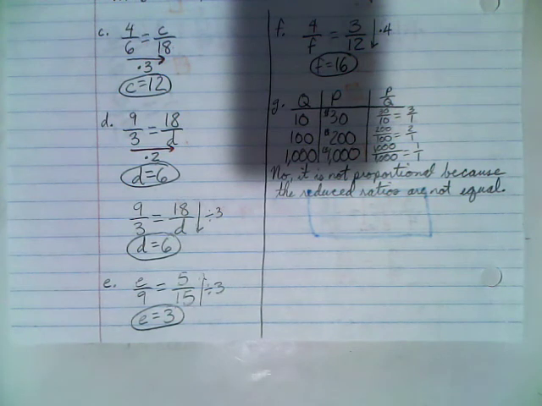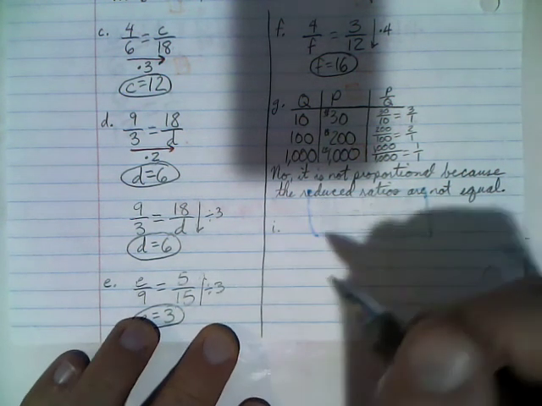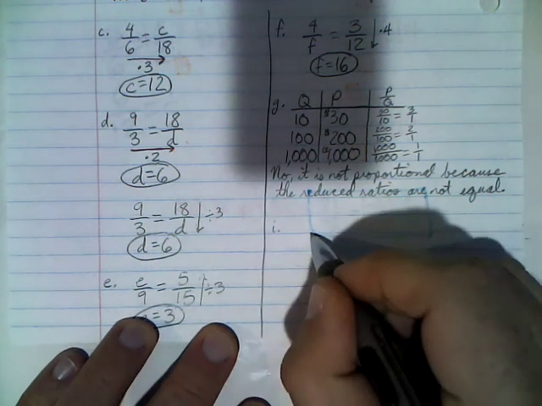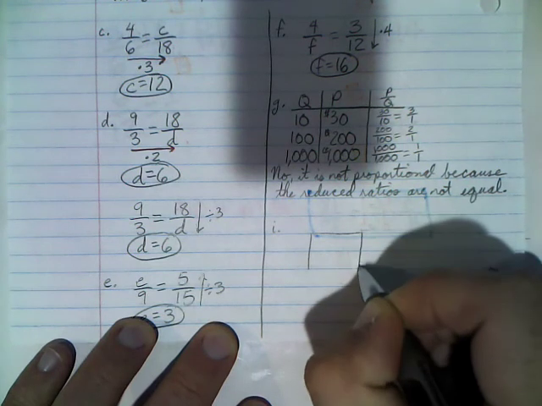All right, here we go. I solve problems I and J by creating a ratio table and writing a proportion. So for I, a ratio table is going to be a box from which we'll make our proportion.